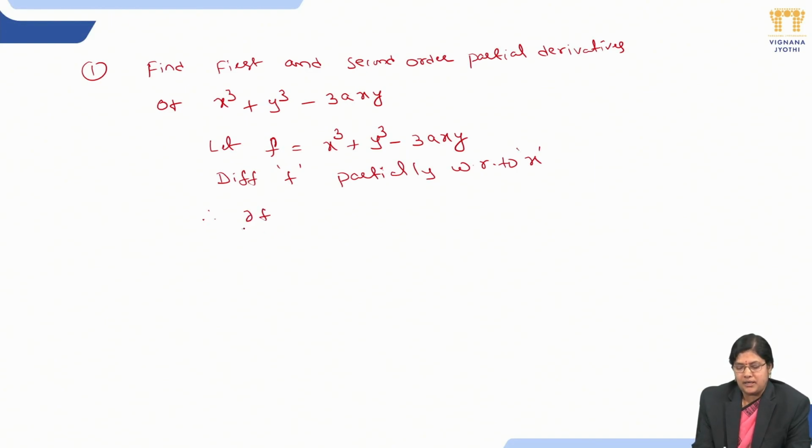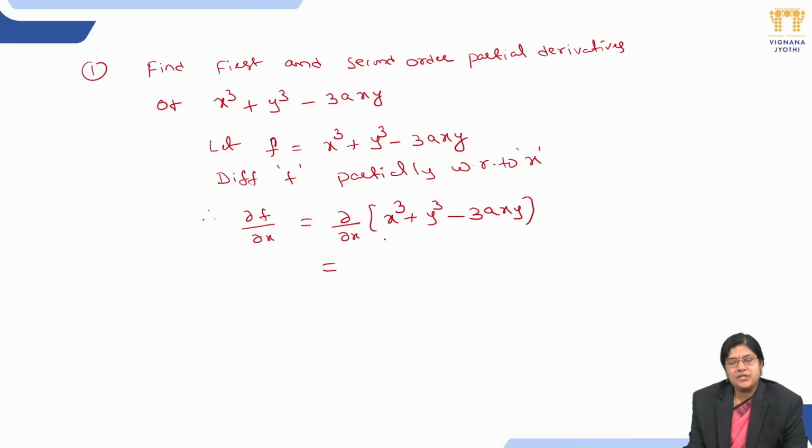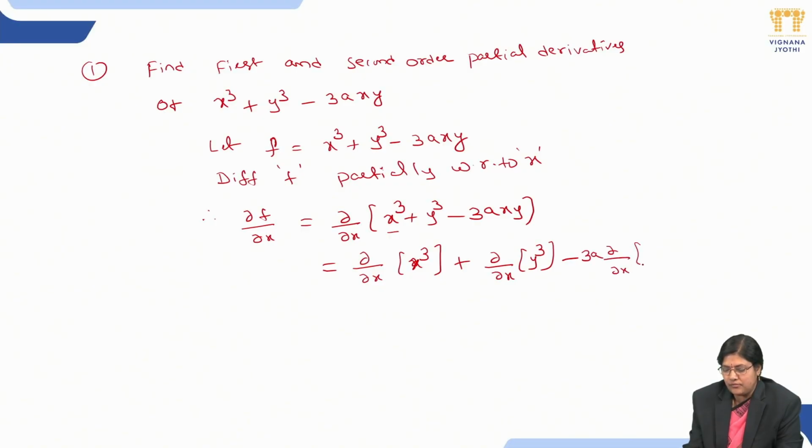Therefore, dou f by dou x is equal to dou by dou x of f, which is x cube plus y cube minus 3axy. When you are differentiating f with respect to x, first of all we are going to differentiate x cube with respect to x partially. When differentiating partially with respect to x, we treat y terms as constant. So, this can be written as dou by dou x of x cube plus dou by dou x of y cube minus, here 3a is constant, dou by dou x of xy.